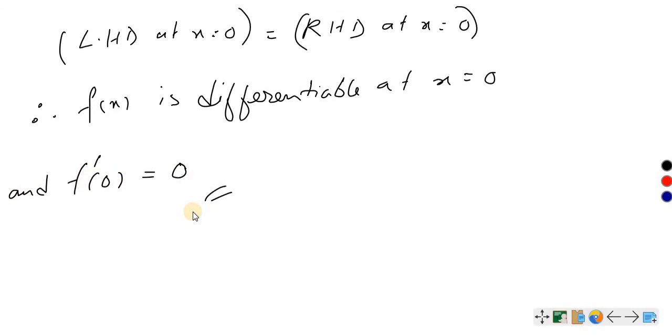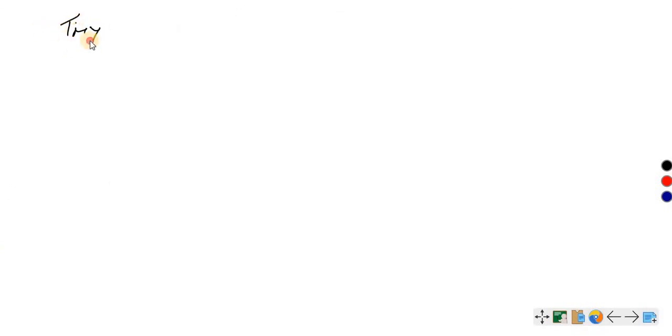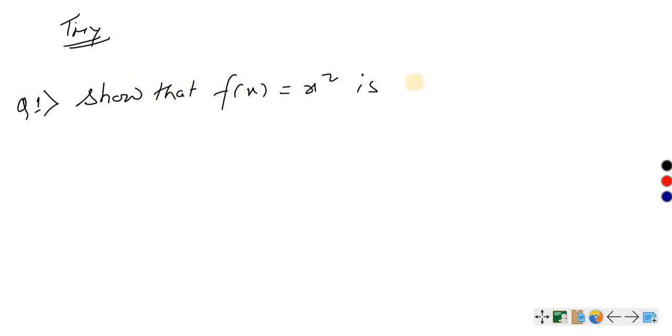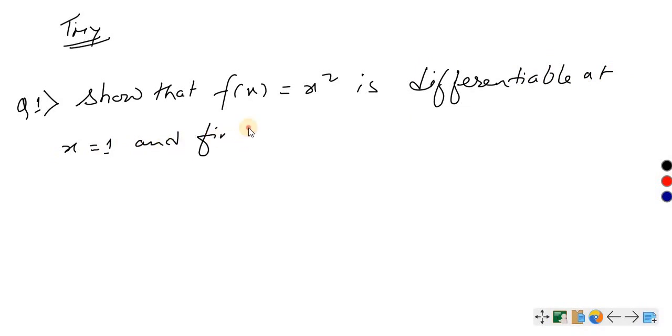So I have solved 3 problems till now. I will request you all to solve more problems based on this. Let me give a few questions to you. Please try to solve this. Try these problems. Question 1. Show that f of x is equals to x square is differentiable at x equals to 1, and find the derivative of the function at x equals to 1.